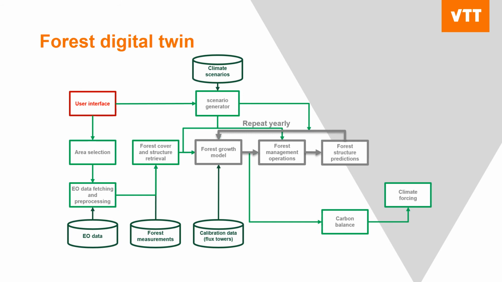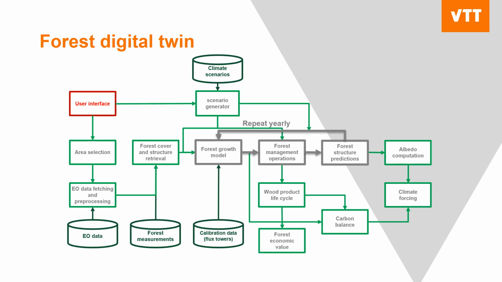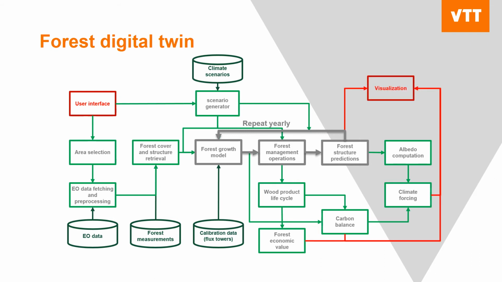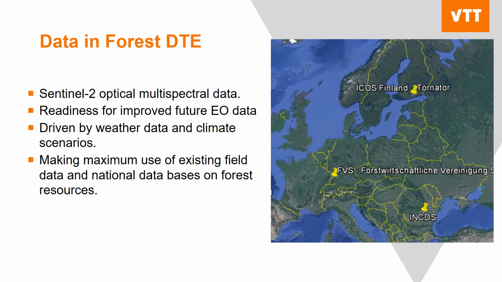The carbon balance of the forest ecosystem will be computed, as well as its albedo, and the contribution of wood products to carbon sequestration. Finally, the data are transformed to information and given to the user in a visualization system. In the precursor stage, the Forest Digital Twin will be tested with users from Finland, Germany and Romania. The system will be built for the future with improved EU capabilities and more open databases.